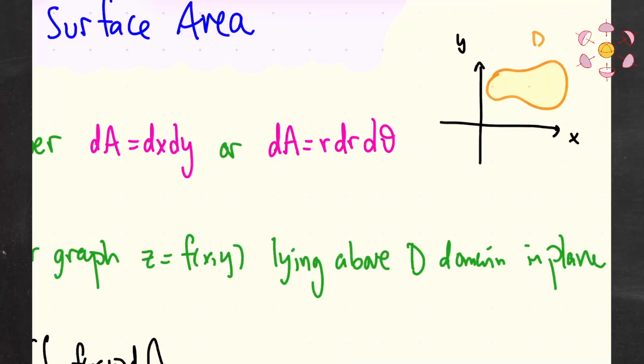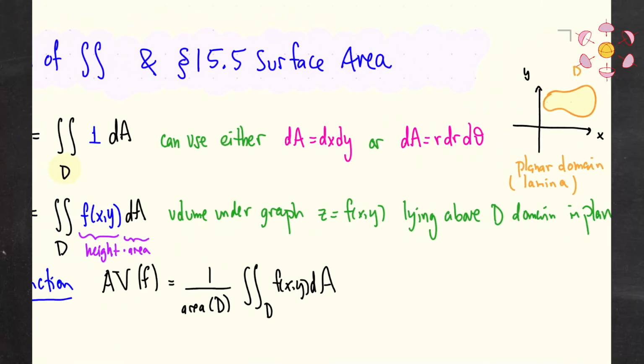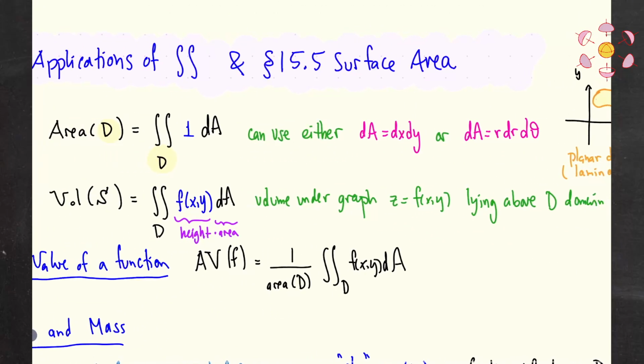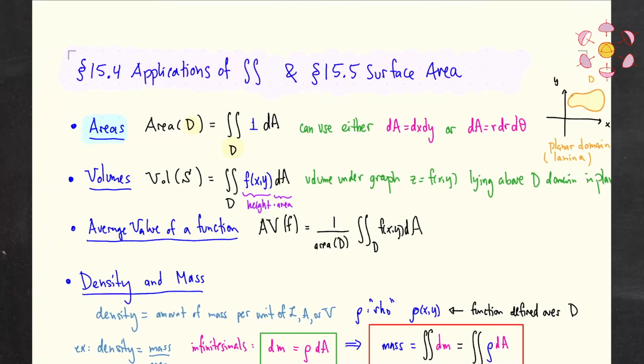In this section, when it comes to applications, we will say planar domain, but you should be aware of another term that is used in physics called a lamina. A lamina is essentially something that is so thin that you can ignore the third dimension and you can think of it as essentially a planar domain.